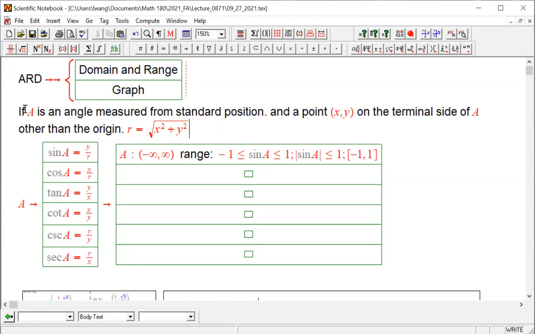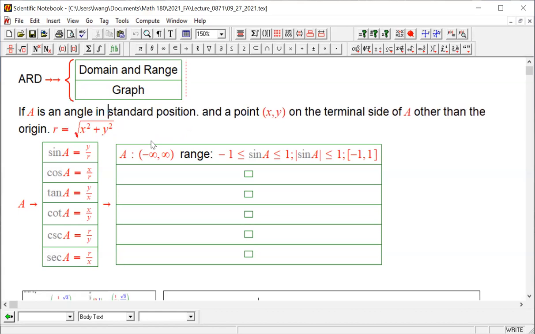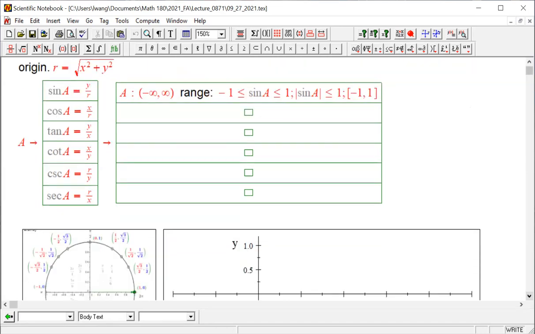All right. So A is an angle measured from standard position. Or sometimes we say it in the shorter notation, A is an angle in standard position, meaning we measure the angle from the same place, either counterclockwise or clockwise.